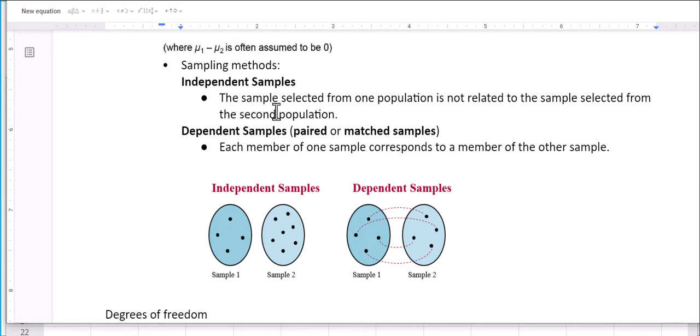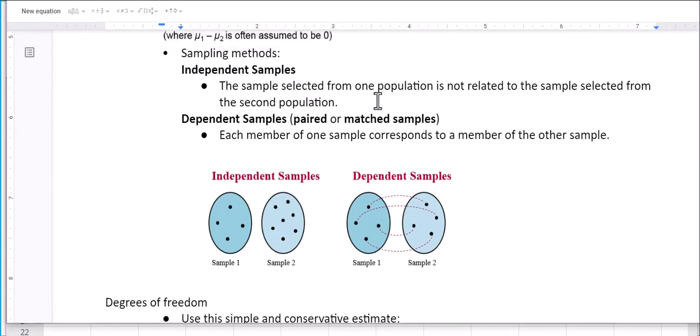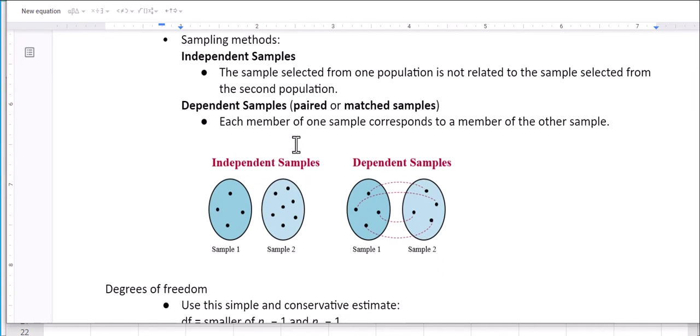So usual examples of this will be if you're testing something like, say, cholesterol levels in males versus females, right? So then the males and the females are not related. So one population is men, the other population is women.